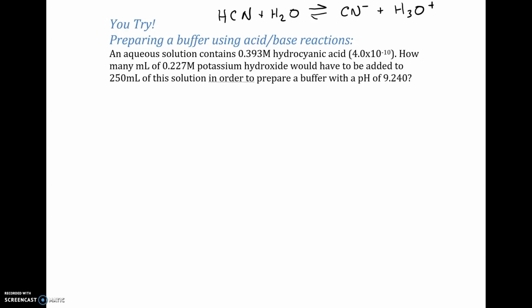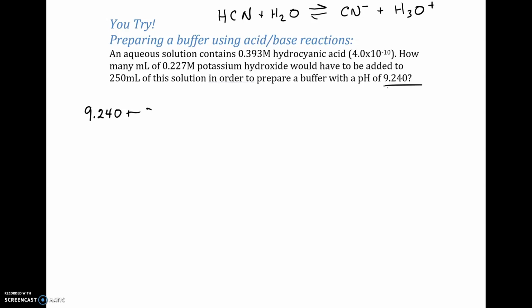All right, so should I start out with the Henderson-Hasselbalch equation or just start out with my reaction? I would go with probably the Hasselbalch. Let's get our moles. Let's get our ratio that we need. So we know what system it is. It's the hydrocyanic acid, so it's the HCN/CN minus buffer system. And our Ka was 4 times 10 to the minus 10th, so our pKa is 9.40.